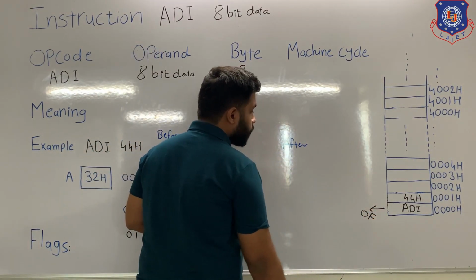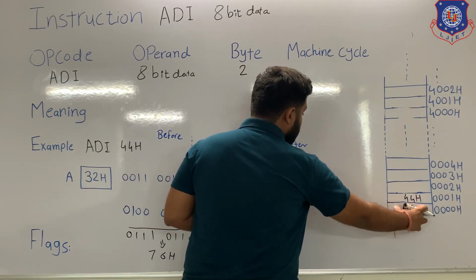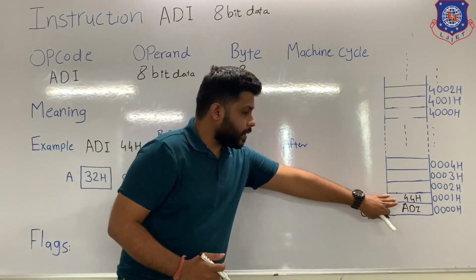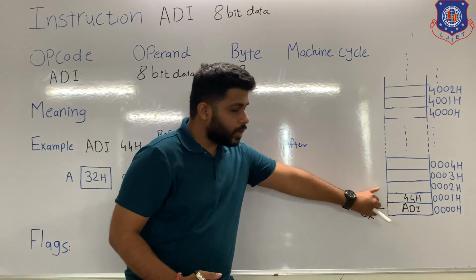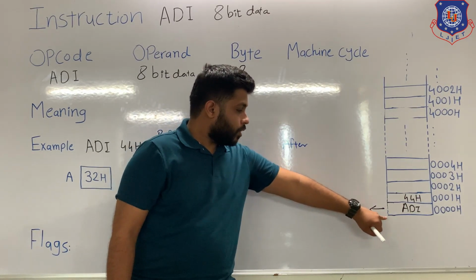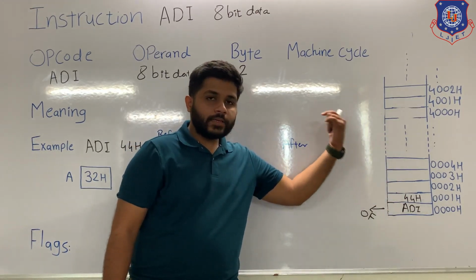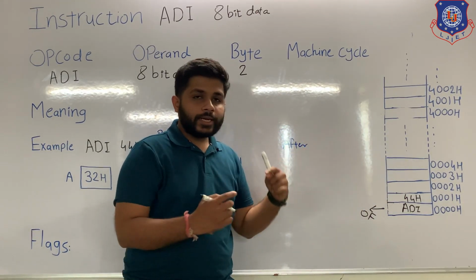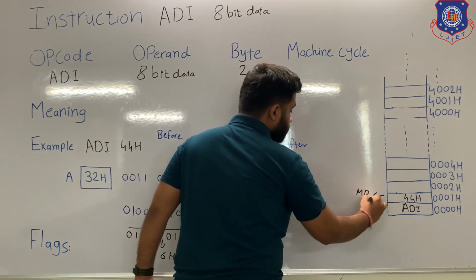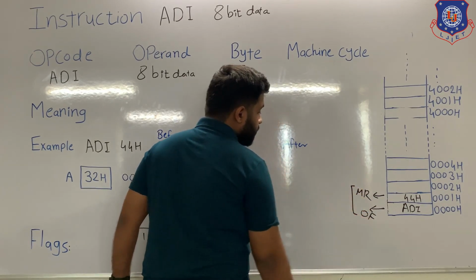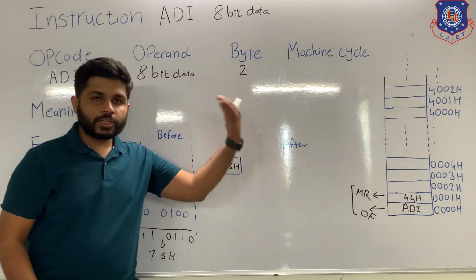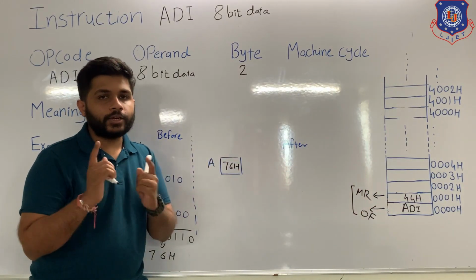When the processor performs the opcode fetch, this instruction opcode will be transferred to the microprocessor. Now, this is only part of the instruction. To read the whole instruction, the one opcode fetch machine cycle is not sufficient. So, when opcode fetch is performed, ADI is transferred. To read the next part of the instruction, the processor has to perform the memory read machine cycle. So, when opcode fetch and memory read are performed, then the whole instruction will be transferred. Then the processor will decode and execute.